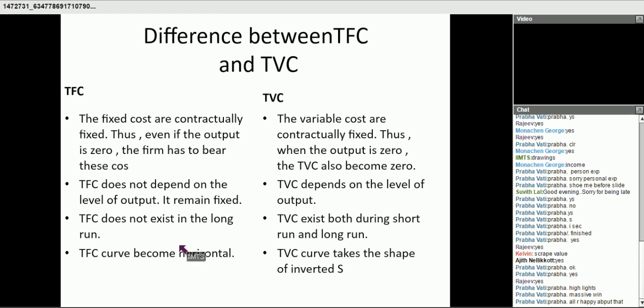They do not exist in the long run, and it becomes horizontal. We'll see the plotting of that. Then variable costs are contractually fixed. Thus when the output is 0, the TVC also becomes 0. It depends on the level of the output. It exists both during the short and the long run, and it takes the shape of an inverted S. Okay, we'll be seeing that also. Is it clear, the concept of this fixed cost, variable cost, everyone?